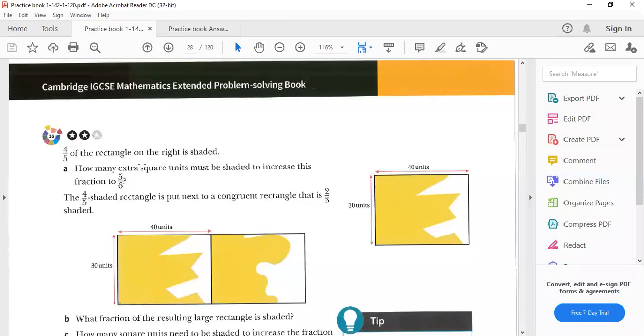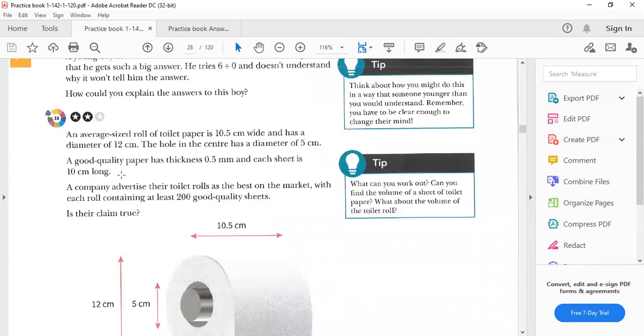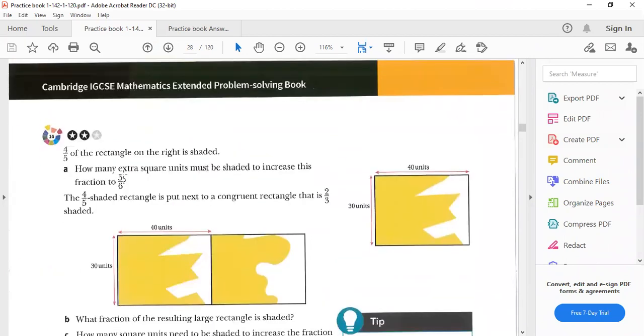So here we have a summary video for practice book question number 16, chapter number 2, page number 124. As you can see here, 4 by 5 of the rectangle on the right is shaded. How many extra square units must be shaded to increase this fraction to 5 by 6?